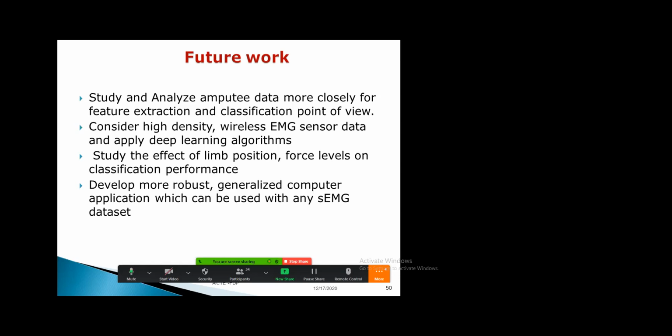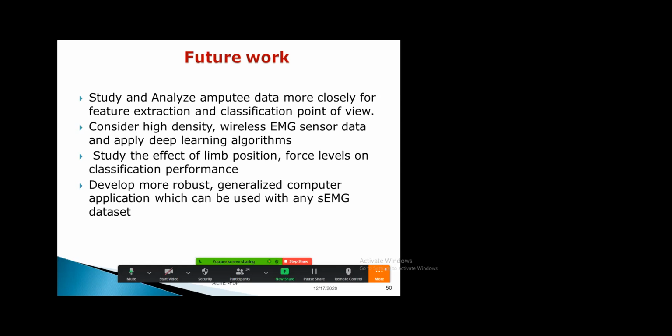Then, all the pictures we have shown were with wired EMG data. Now you can consider high density wireless EMG sensor data and apply deep learning algorithms, which you might have already studied. Actually, sparse filtering also works in some deep learning neural networks, so we can combine these two algorithms. Then study the effect of not going directly to feature extraction after pre-processing: we can apply the sparsity to our data and then give it to deep learning algorithms. This is another thought I wanted to share here.